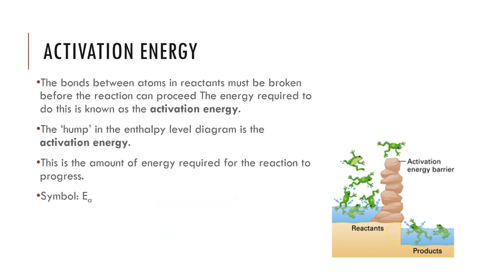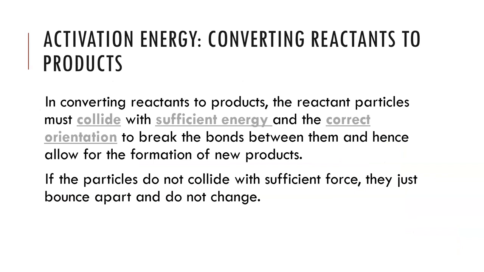So when we think about activation energy, this is essentially the hurdle that must be overcome in order for the reaction to occur. The bonds in the reactants need to be broken before it can proceed. This hump is known as the activation energy, the minimum energy required for the reaction to proceed. It is given the symbol EA, so this is capital E subscript A, for activation energy. It's going to be associated with the units of energy, kilojoules, and then of course it's chemistry, so per mole.